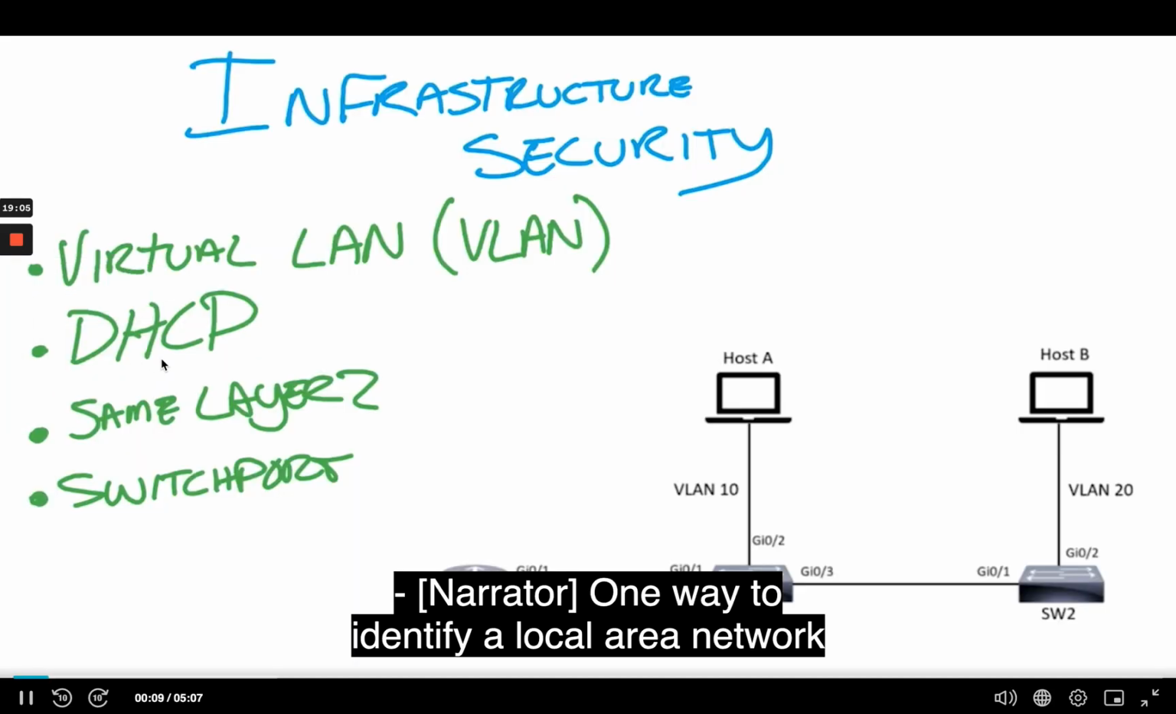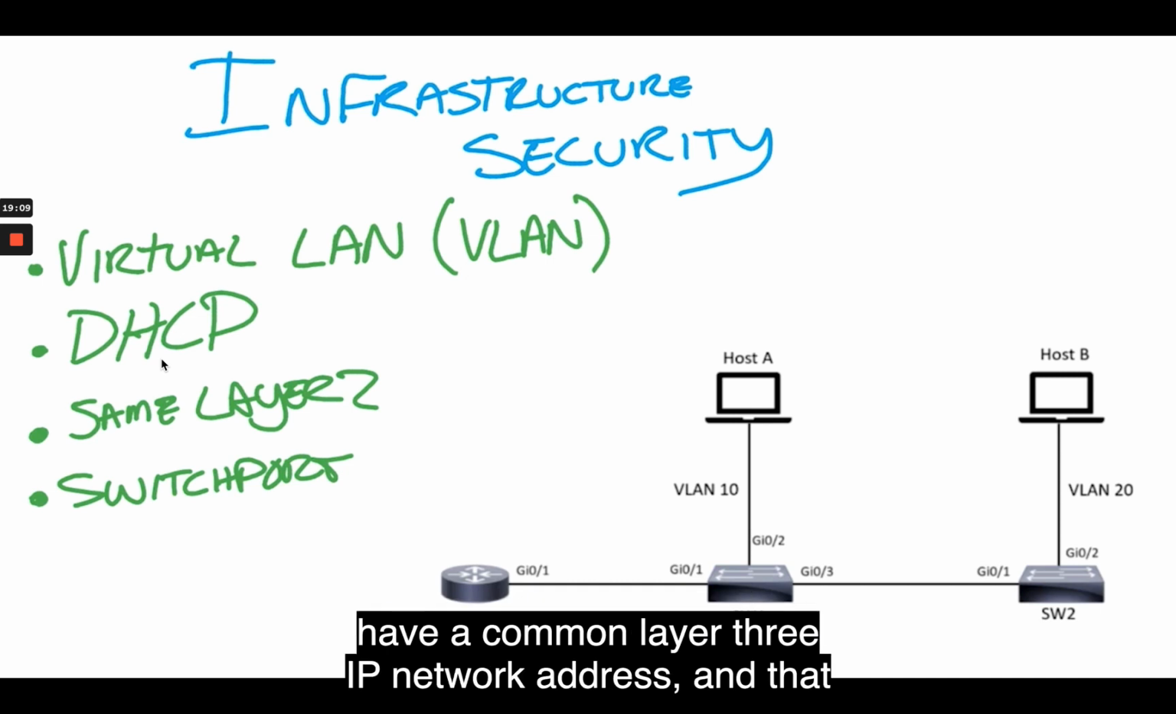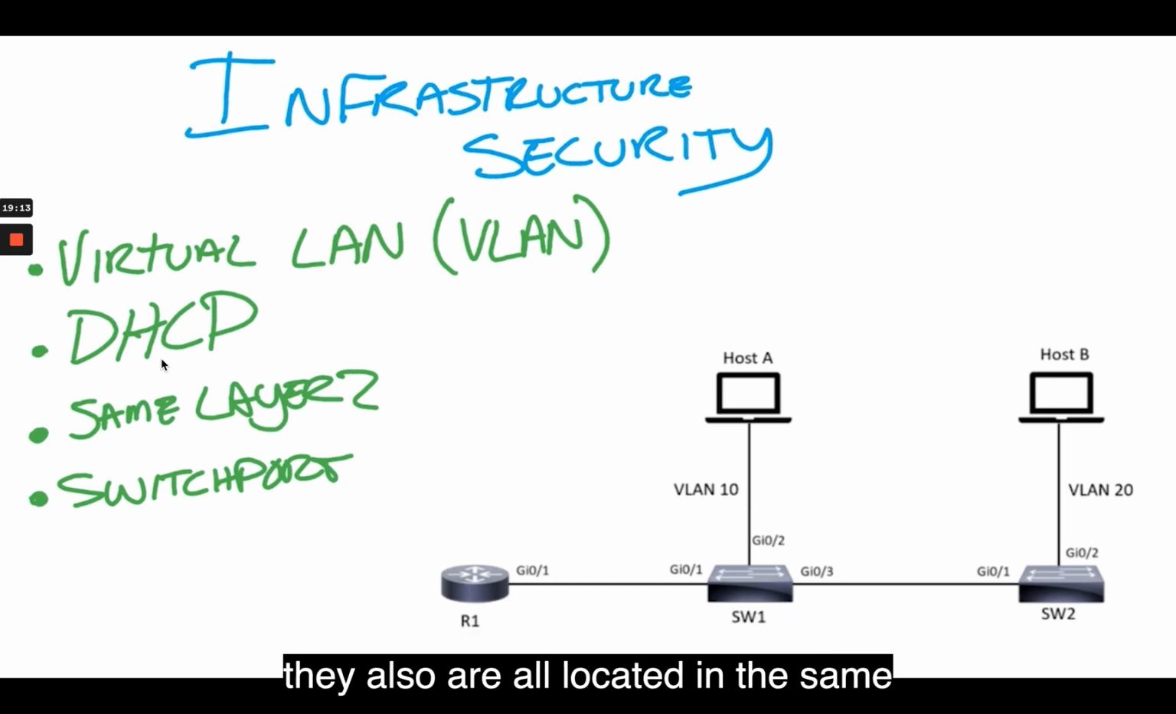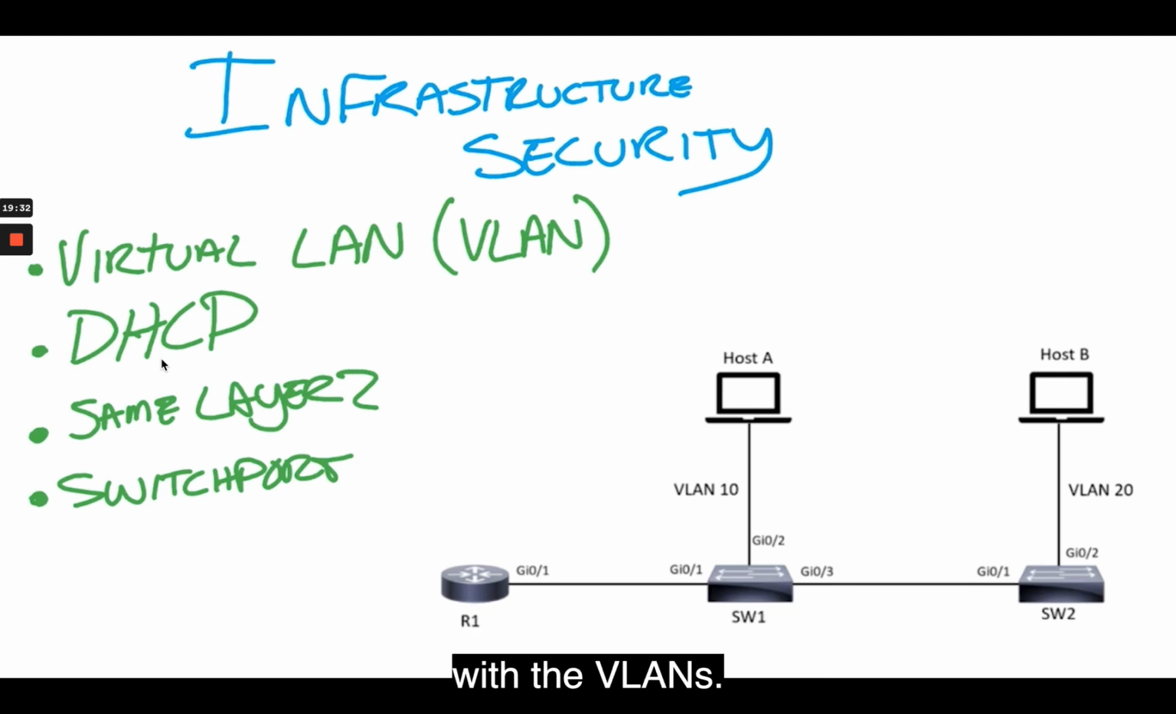To identify a local area network is to say that all the devices in the same LAN have a common layer 3 IP network address, and that they also are all located in the same layer 2 broadcast domain. A virtual LAN, or VLAN, is another name for a layer 2 broadcast domain. VLANs are controlled by the switch. The switch also controls which ports are associated with the VLANs.